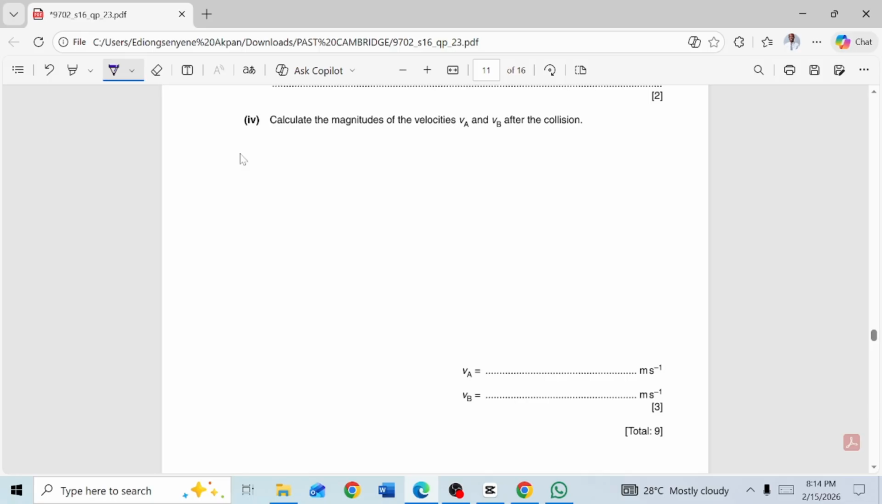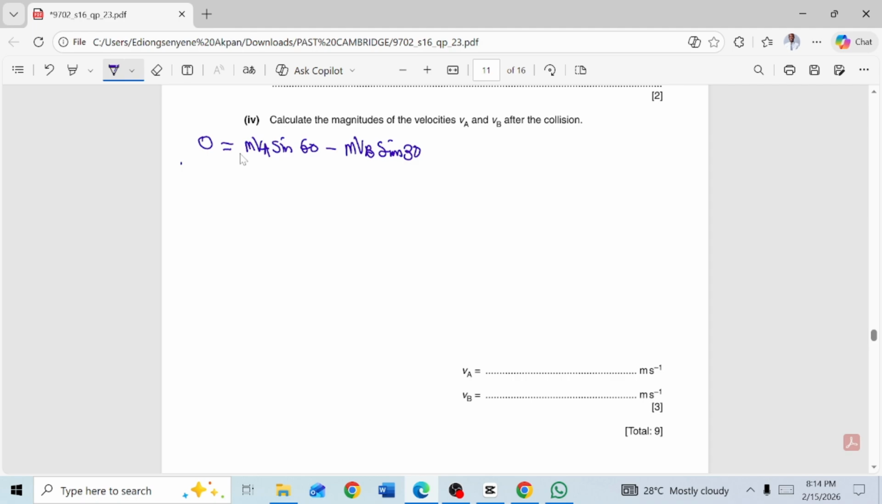Calculate the magnitudes of the velocities VA and VB after the collision. Let's start with the vertical components. Remember, for the initial momentum, there is no vertical component. So we can use that as 0 equal to mVA sine 60 minus mVB sine 30. The reason it is minus is because it is in the fourth quadrant.